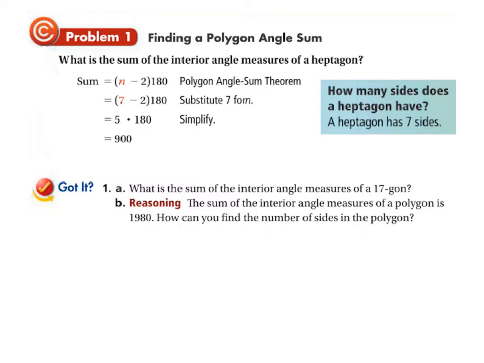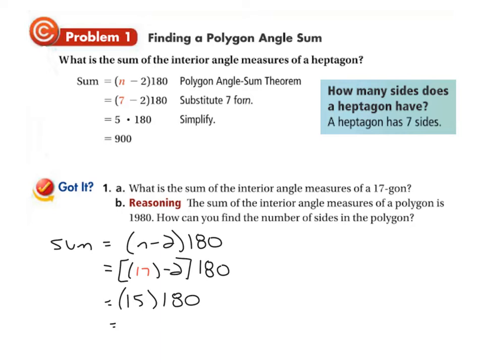How can you find the number of sides? Puzzle this out, and we'll come back and we'll talk about it. Okay, so here's what we do. We say, okay, the sum is going to be equal to (n minus 2) times 180, and I put brackets because we're plugging in parentheses here. That's 17, becomes 15 times 180.